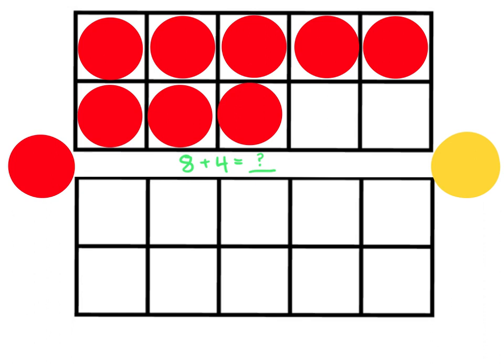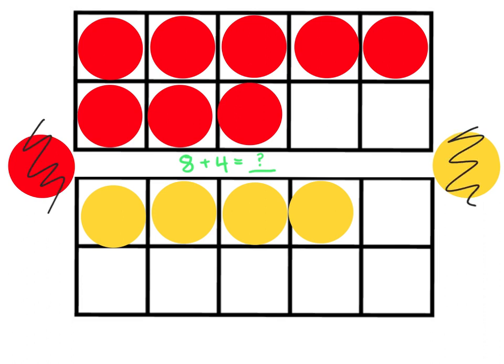Okay, so I have 8 red counters. My other addend is 4. So now I'm going to move 4 yellow down here. And just ignore these ones on the side. Those are just my extras. So I want to make a 10 to help me add. Making a 10 can help you to add quicker.